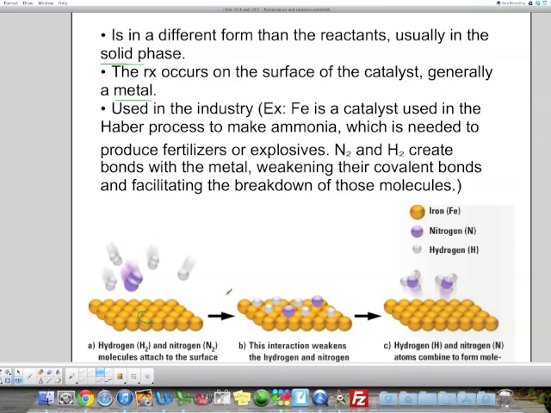An example as to where we use that, production of fertilizers or explosives, because if you don't know, many chemicals are used, or similar chemicals are used in both. That's why they're used for both.